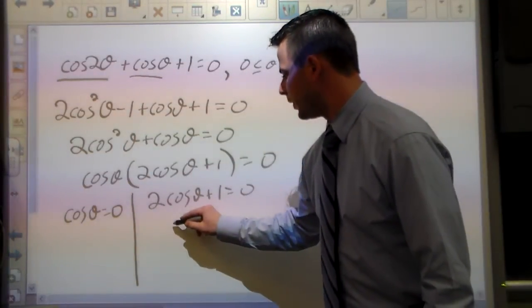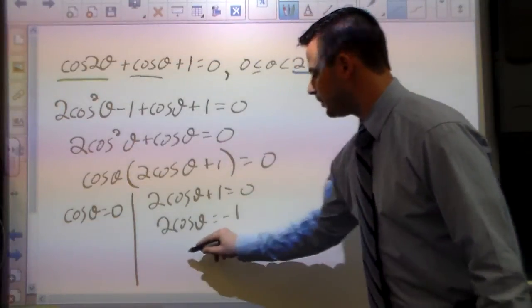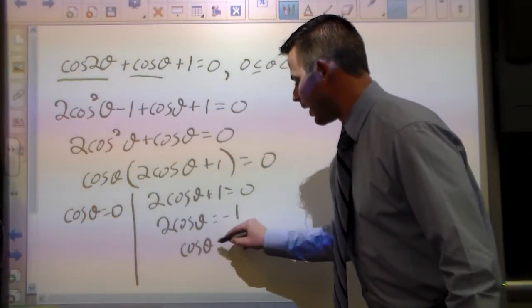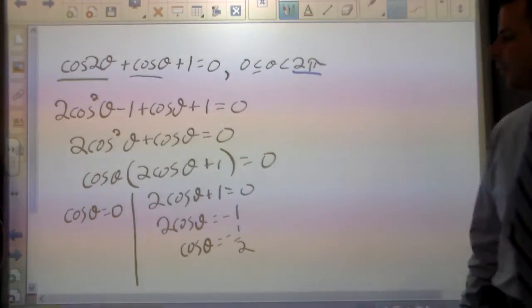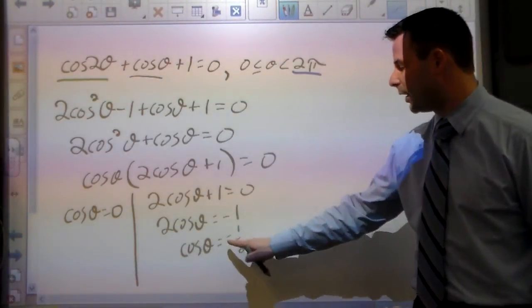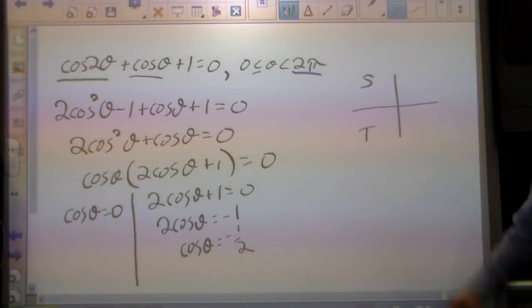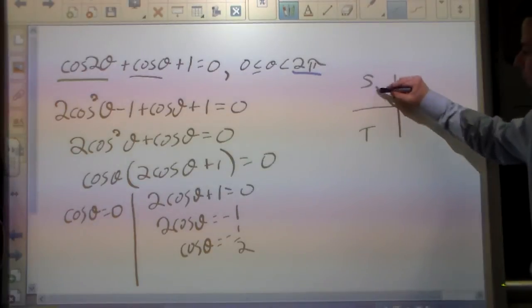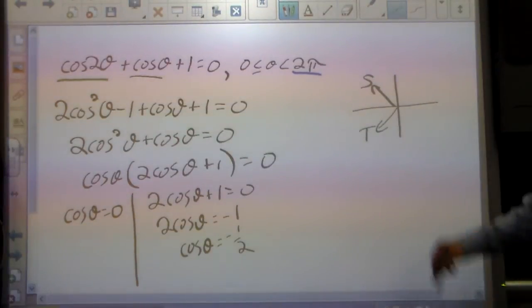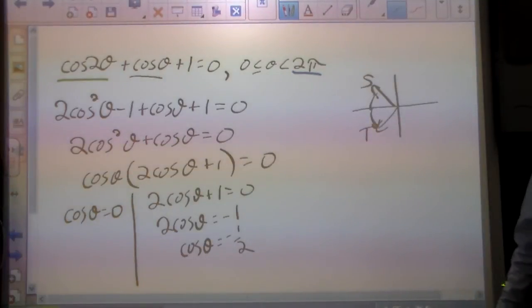Let's solve this side first. 2 cosine theta equals negative 1. Cosine theta equals negative 1/2. Before I take the inverse, I'm going to identify which 2 quadrants we're working in. Cosine is negative. Where is cosine negative? Well, it's negative in the second and in the third quadrant. See, these are the 2 angles that I'm looking for, in which our reference angle will tell us how far to go up and down.